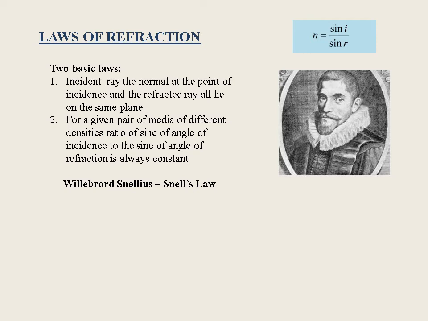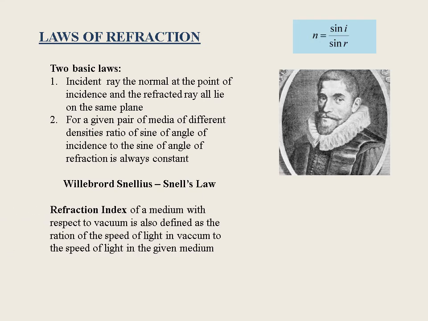It is called the refractive index of the second medium with respect to the first and is represented by the Greek letter mu. Refractive index is a ratio of two similar quantities and thus has no units. Refractive index of a medium with respect to vacuum is also defined as the ratio of the speed of light in vacuum to the speed of light in the given medium. Mu is equal to speed of light in vacuum divided by speed of light in medium.